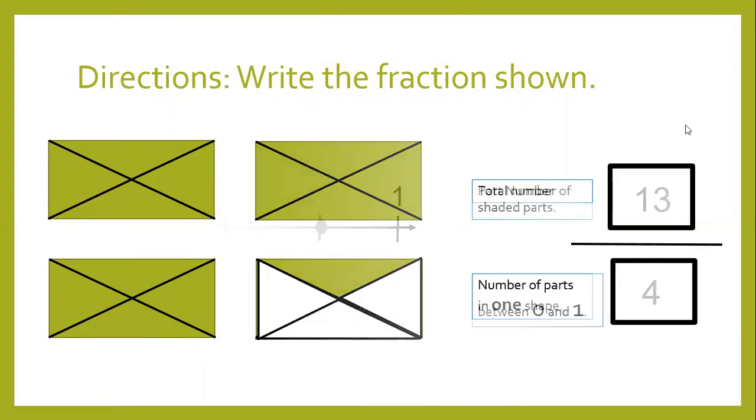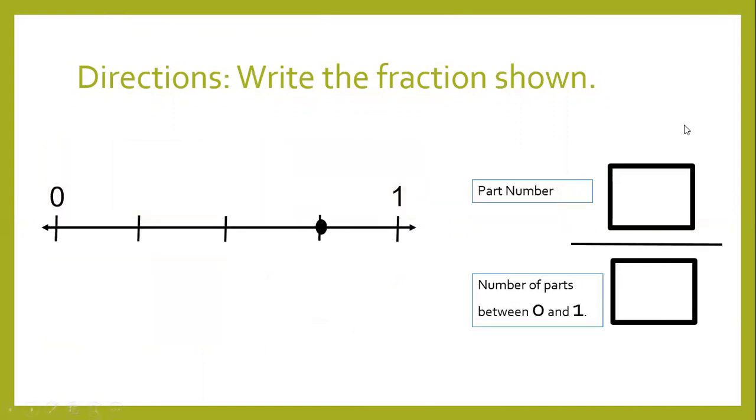Let's take a look at another problem. Now here we have a number line, and this is similar to what we did yesterday. So the first thing that we're going to do once again is look at our denominator, or our bottom number. The denominator here is the number of parts between 0 and 1. So let's count the number of parts. We have 1, 2, 3, 4. So there are 4 parts between 0 and 1.